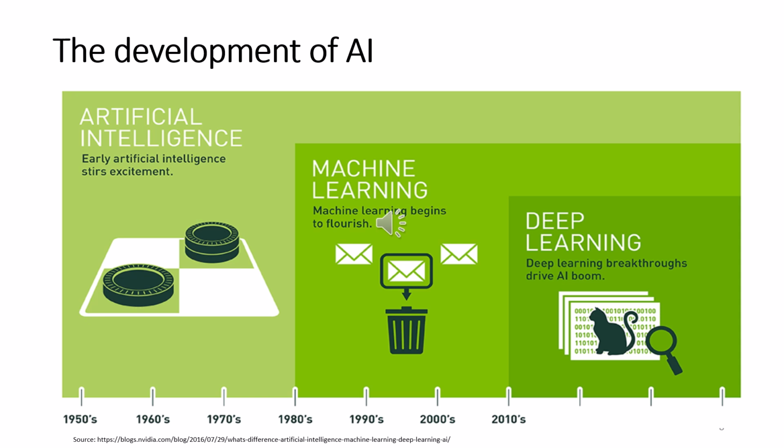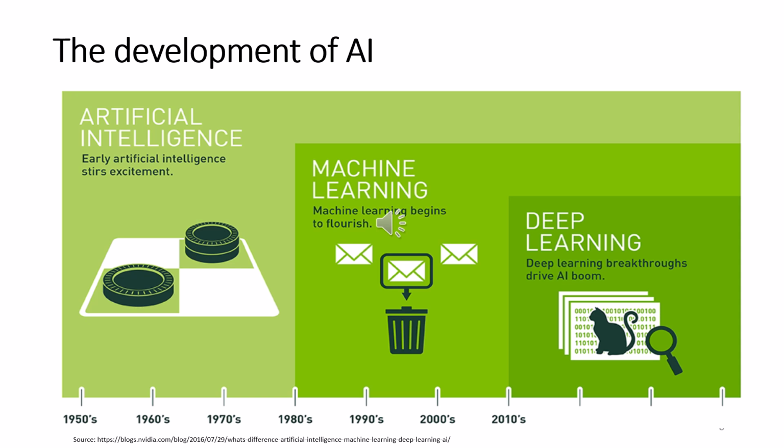In this slide, we are going to see the development of artificial intelligence. All the terms are related, but deep learning is a subset of machine learning, and machine learning is a subset of artificial intelligence. So first we have to see the definitions for artificial intelligence, then ML, and then deep learning.